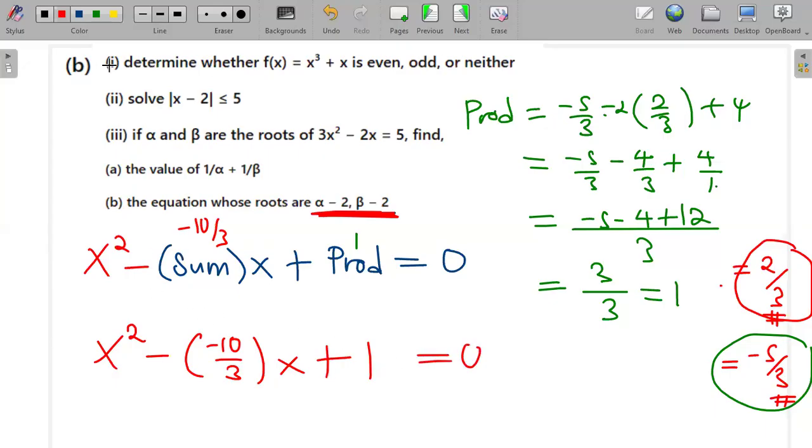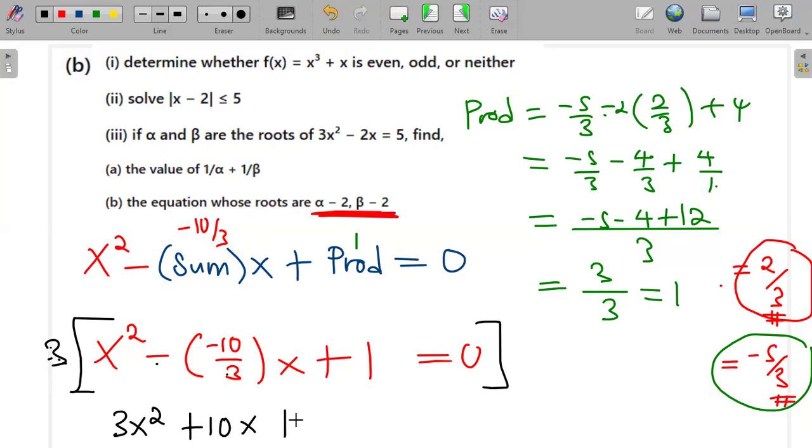Okay, so this is the equation here, but never leave your equation as a fraction. So I have to get rid of this 3 in the denominator. So what am I going to do? I'll multiply throughout by 3. So 3 multiplied by this, I get 3x squared. 3 multiplied by this, the 3 and the 3 cancel out. So I remain with minus, outside here, multiplied by the minus 10. So I get plus 10 and then the x there. And then plus 3 multiplied by 1, that is 3, is equals to 0. Okay, so that is the equation whose roots are alpha minus 2 and then beta minus 2.